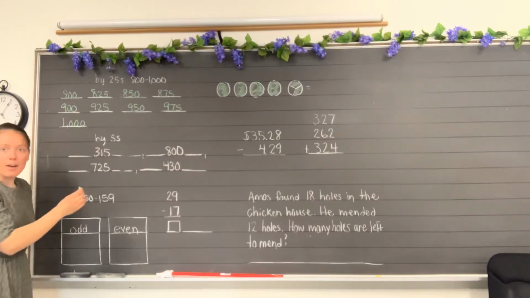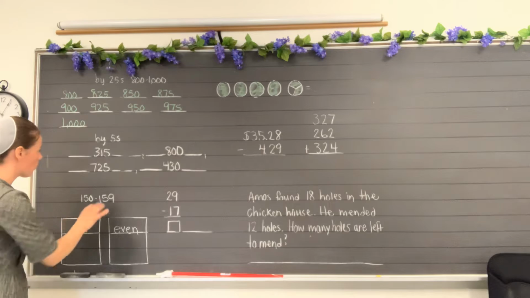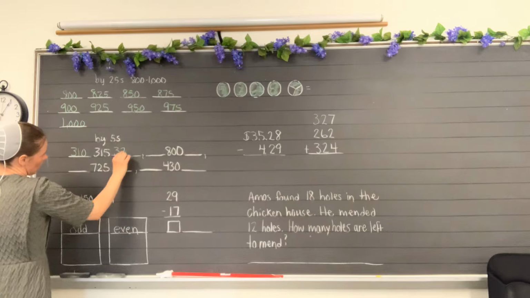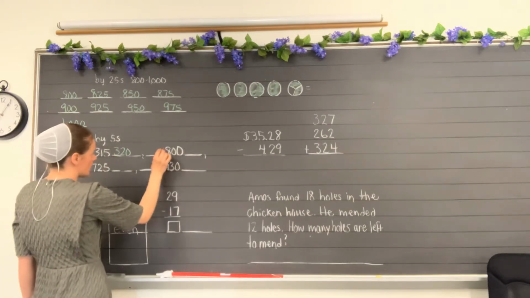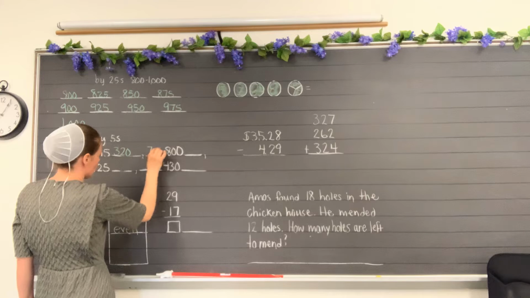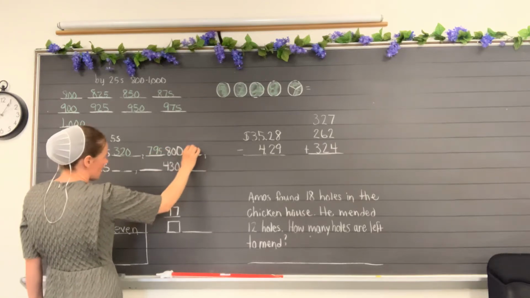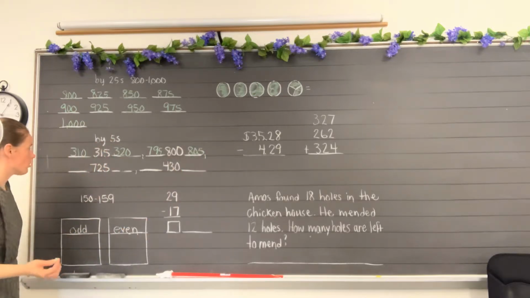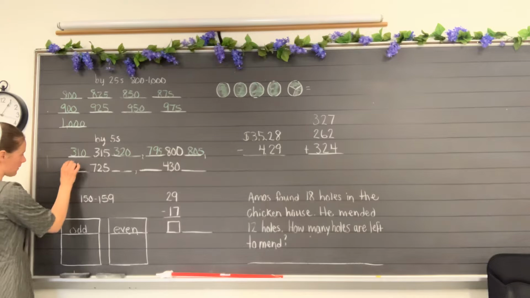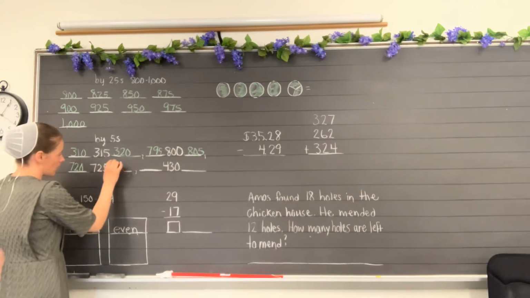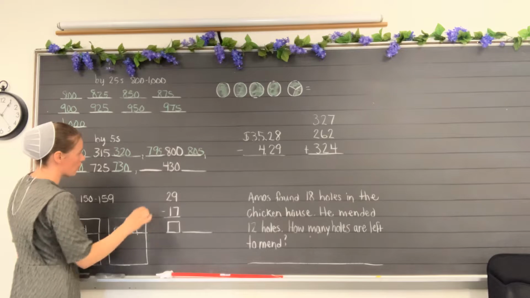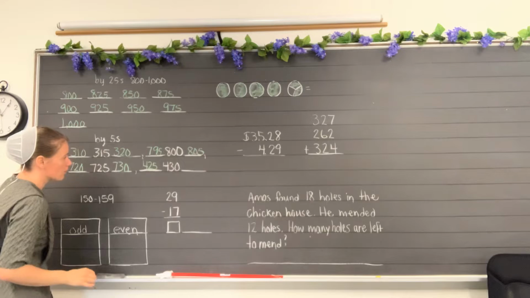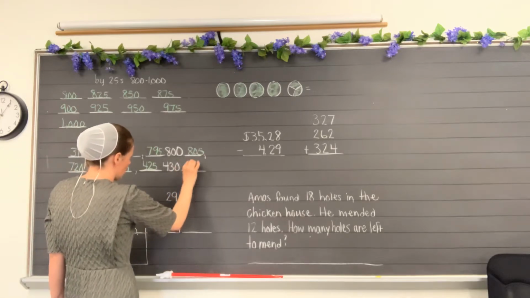Then next we have going by fives here. So by fives, before 315 would be 310. After 315 would be 320. Before 800 is 795. After 800 is 805. Then we have before 725, which would be 720. After 725 is 730. Before 430 would be 425. After 430 would be 435.